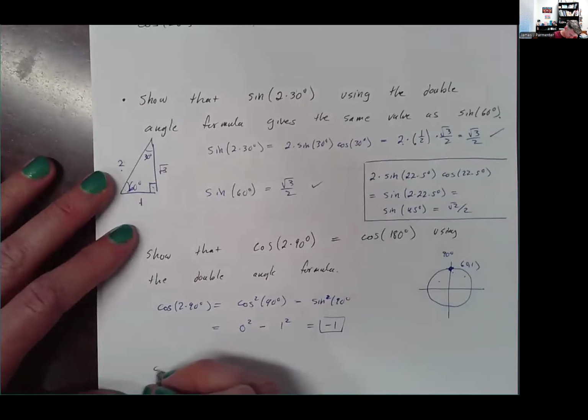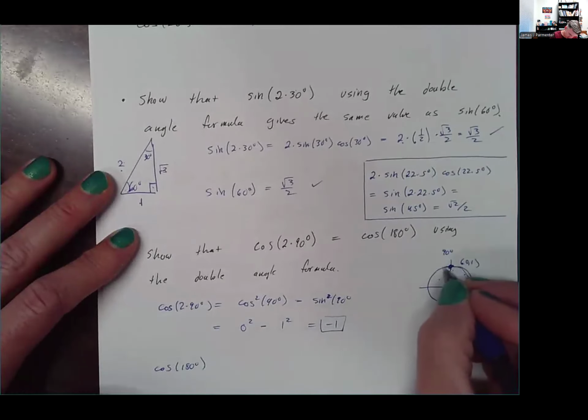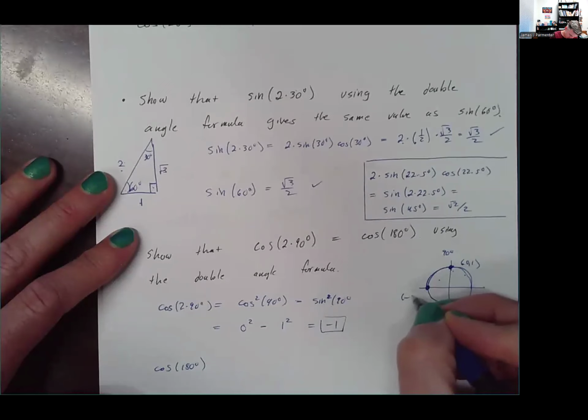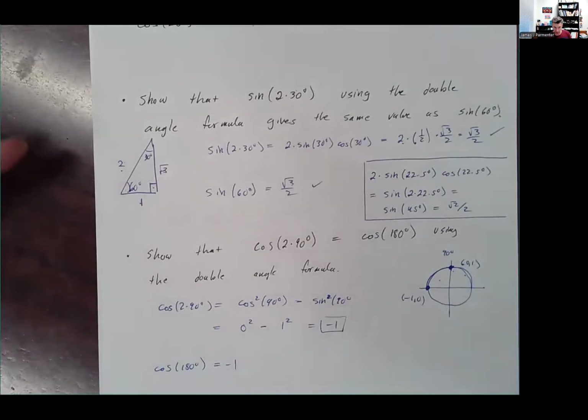Or we could find cosine of 180 degrees by looking at 180 degrees, which is over here, and the point there is negative 1, 0, and oh yeah, cosine of 180 is negative 1. Same answer either way.